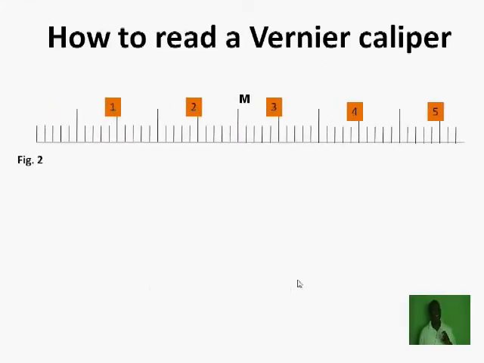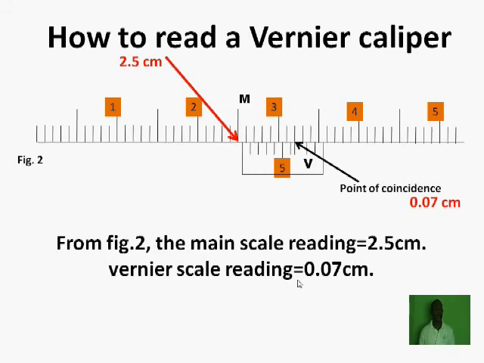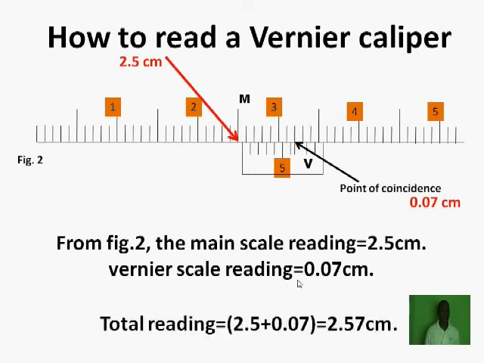Now this is the main scale of a vernier caliper, and this is the vernier scale. First of all, to get the reading of the main scale, we check the last calibration before where the vernier scale starts, and this gives us a value of 2.5 cm. The next thing is to check the point of coincidence between the main scale and the vernier scale, and that gives us the 7th calibration. 7 multiplied by 0.01 gives us 0.07 cm. So the reading of this vernier caliper is 2.57 cm.